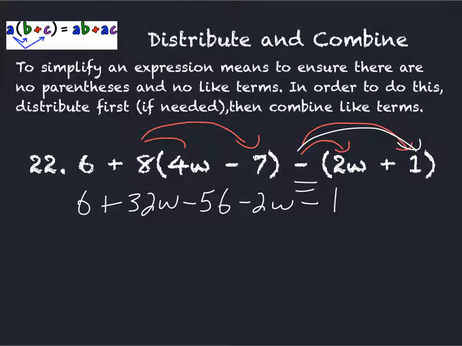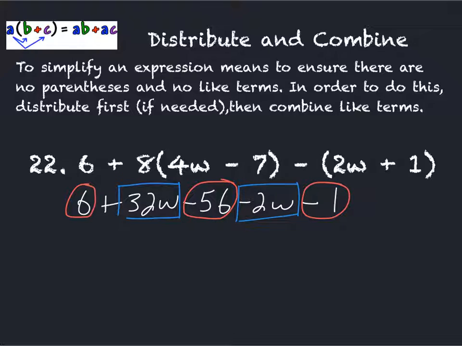Now we could go ahead and combine like terms. So we have 3 constants that we combine. So we have 6 minus 56, which would be negative 50. And then minus 1, which would be negative 51. Sorry, I wanted to do that in red since I circled it in red. And then we have 32w minus 2w, which would be 30w. And normally when we're writing expressions, we want to have the term with the variable first. So this would be 30w minus 51. That's it.